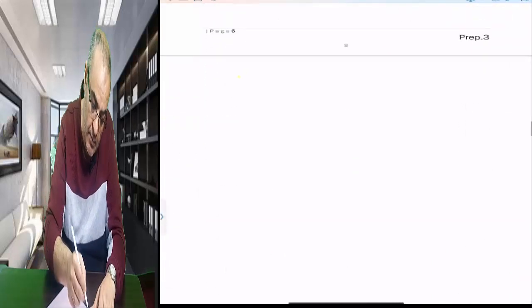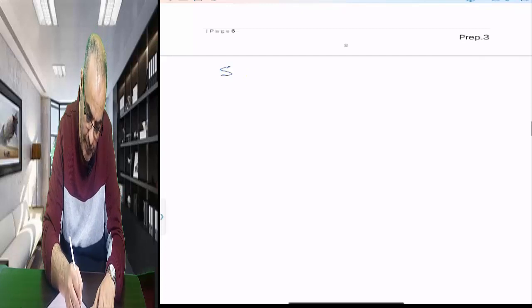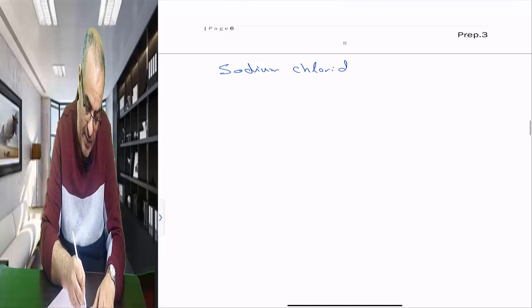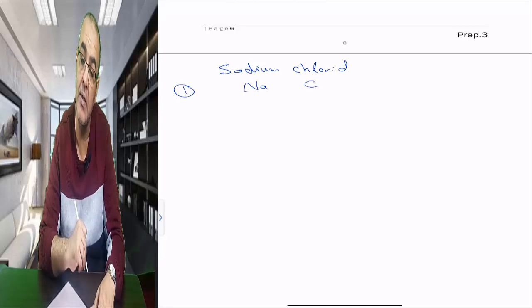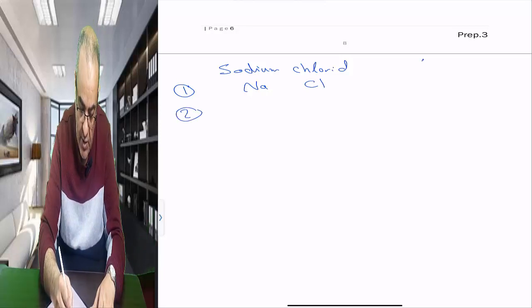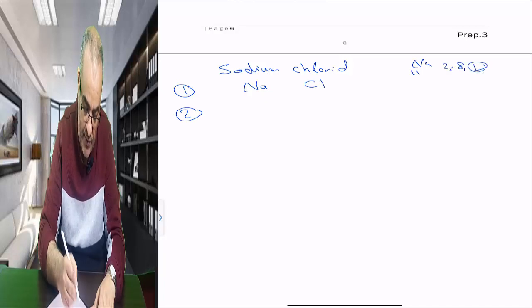How to write sodium chloride. Number 1, the symbol. Sodium symbol is Na, chlorine is Cl. Number 2, the valency. Here, sodium is 11: 2, 8, 1. So it lost 1, and its valency is 1.